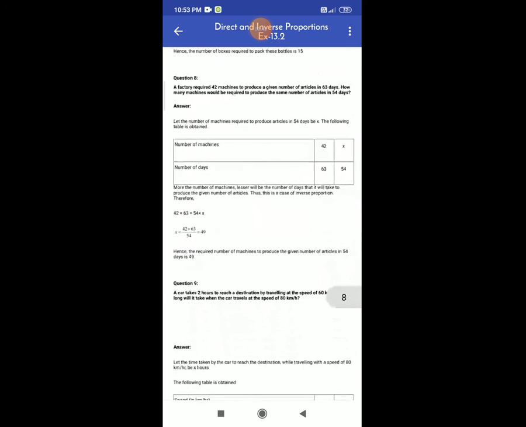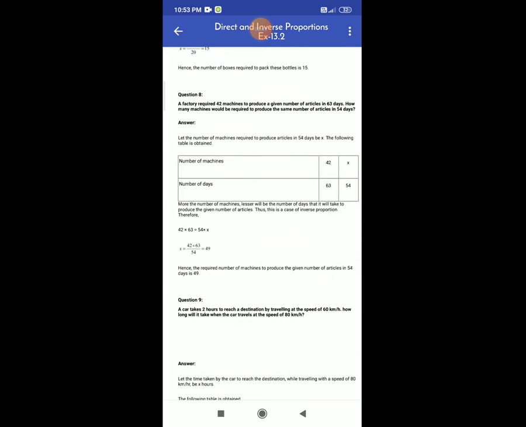Now question number 8 here. A factory required 42 machines to produce a given number of articles in 63 days. How many machines would be required to produce the same number of articles in 54 days? Let the number of machines required to produce articles in 54 days be x. The following table is obtained.